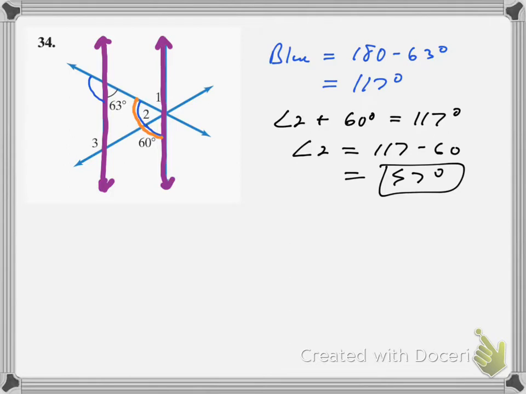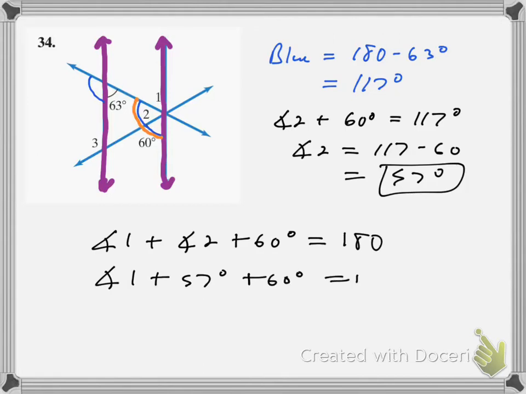To get angle 1, I know from the picture, if I take a look here in purple, that all three of those angles, 1, 2, and 60, add up to 180. They form that line. So I can write that: angle 1 plus angle 2 plus 60 degrees is equal to 180. Well, I know angle 2 now, so angle 1 plus 57 degrees plus 60 degrees equals 180 degrees. So I subtract off the 60 and the 57, and I get 63 degrees. So that's angle 1.